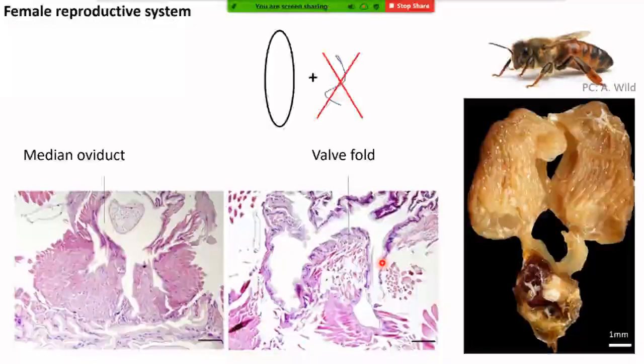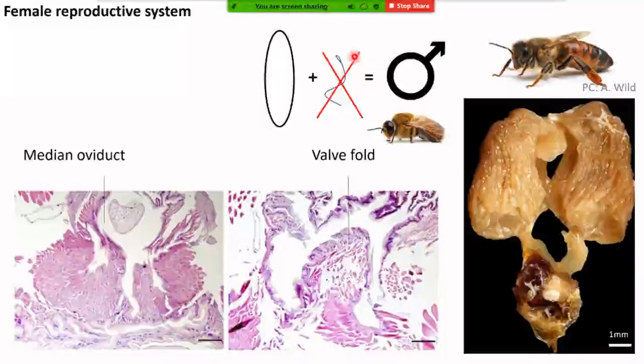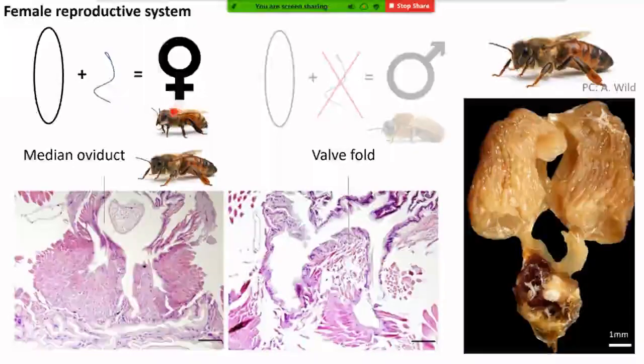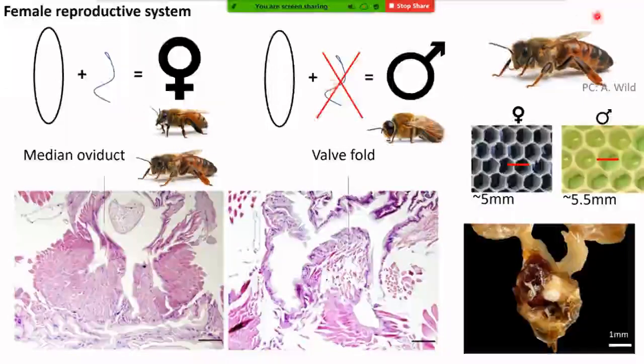Now, the cool thing about this is that unfertilized eggs that are not fertilized with the sperm will develop into drone bees or male bees that are haploid. And when the egg is fertilized with the sperm, the bee will develop into a female, so a worker or a queen. And the way that the queen decides whether the egg is going to be fertilized or not fertilized depends on the size of the comb that the egg is going to be laid in.